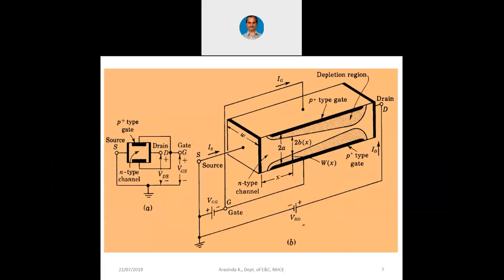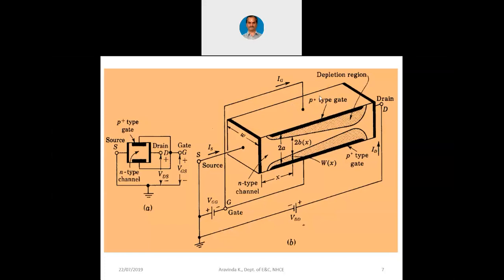I was discussing the JFET's three-dimensional structure in the last class. I will continue the same now also. You have to visualize the FET as a three-dimensional structure, maybe a cubic shape or maybe a cylindrical shape, and it is a completely N-type material around which there will be a P-type material.